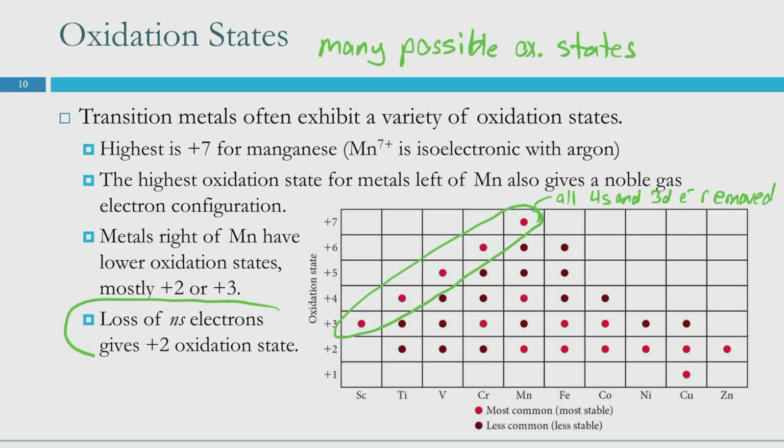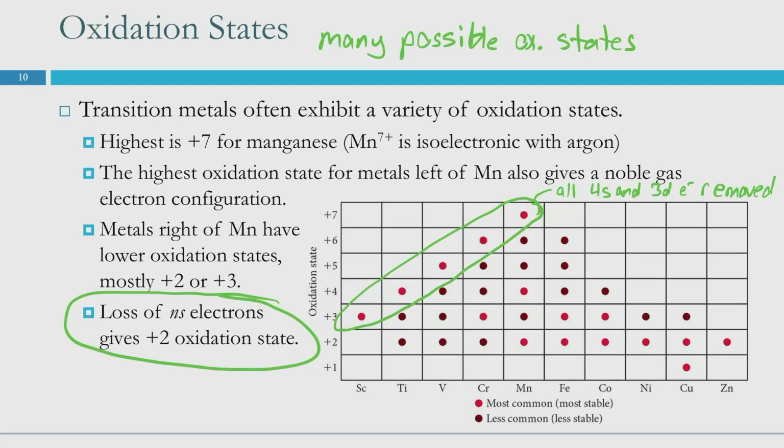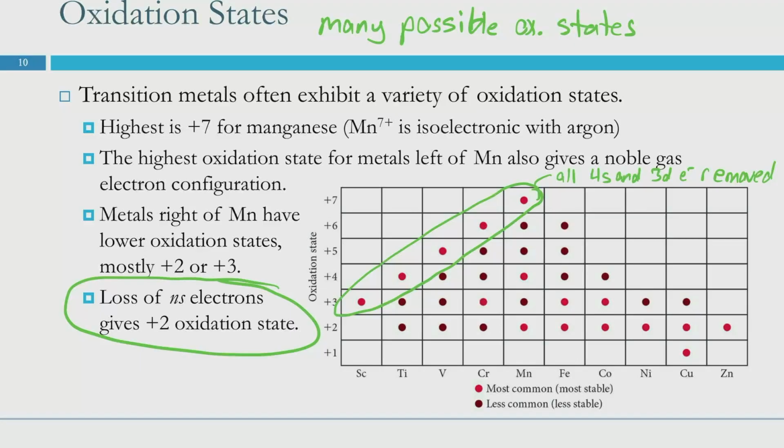The reason that +2 is so popular, pretty much all of them except for scandium have it, is because that is the loss of your ns electrons. So pretty much all of them will do that. Some of them will also remove others. Any ideas why copper might have this +1 as an option when none of the others do?